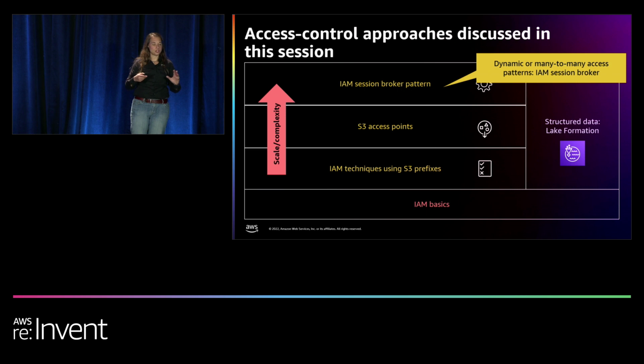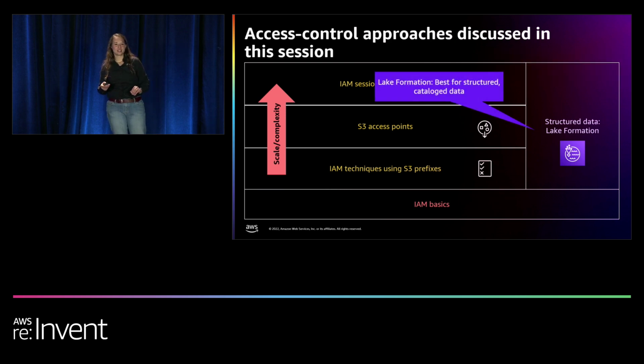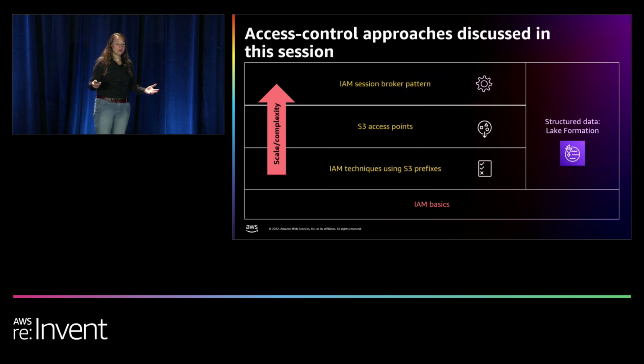then we talked a little bit about this IAM session broker pattern that you might end up building, with a little bit of guidance about how to build such a thing. And then finally, off on the other side, we talked about structured data. And when your access patterns to your data in S3 really look like SQL queries, and your permissions are really in terms of schema, I would definitely look at Lake Formation, which is a permission system for structured tabular data in AWS. So that is what we talked about today.